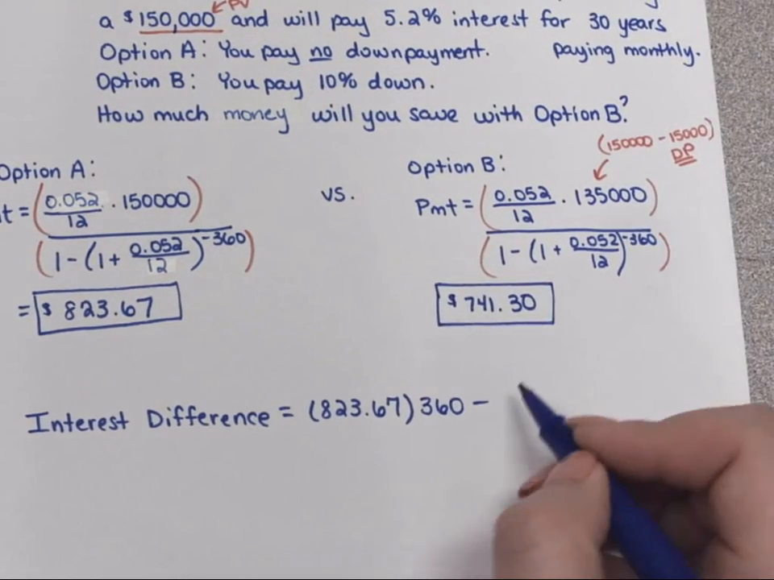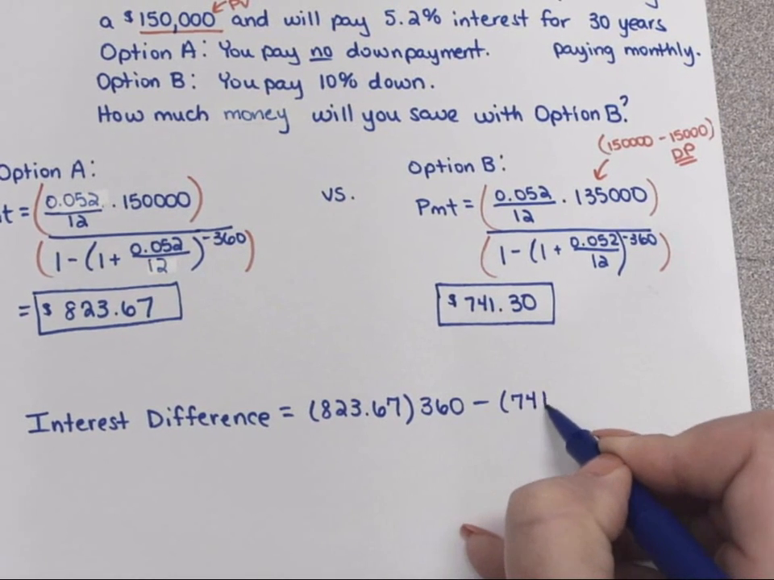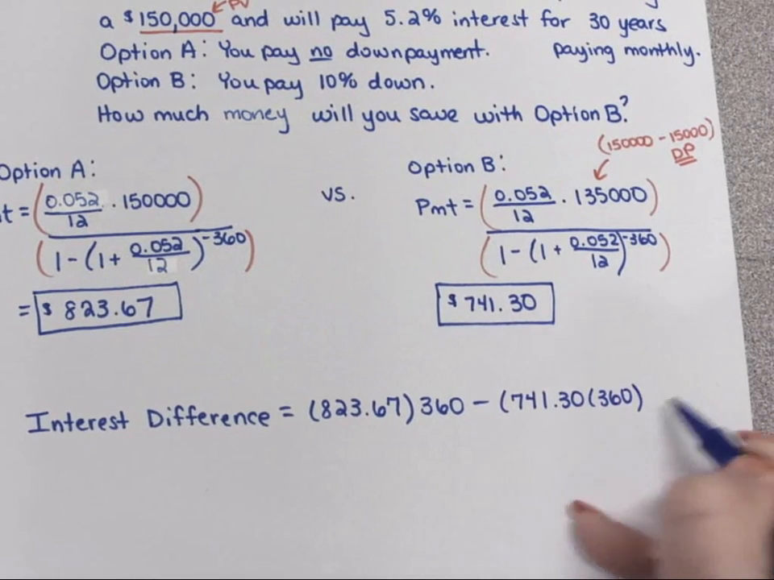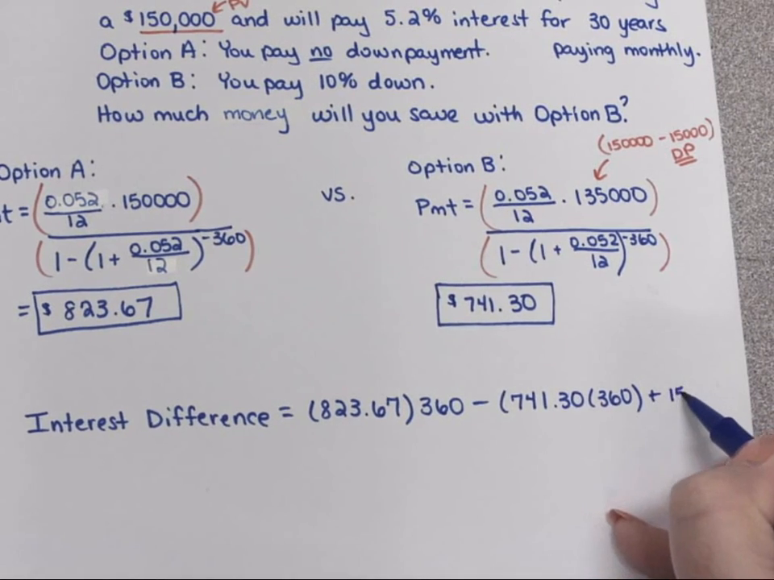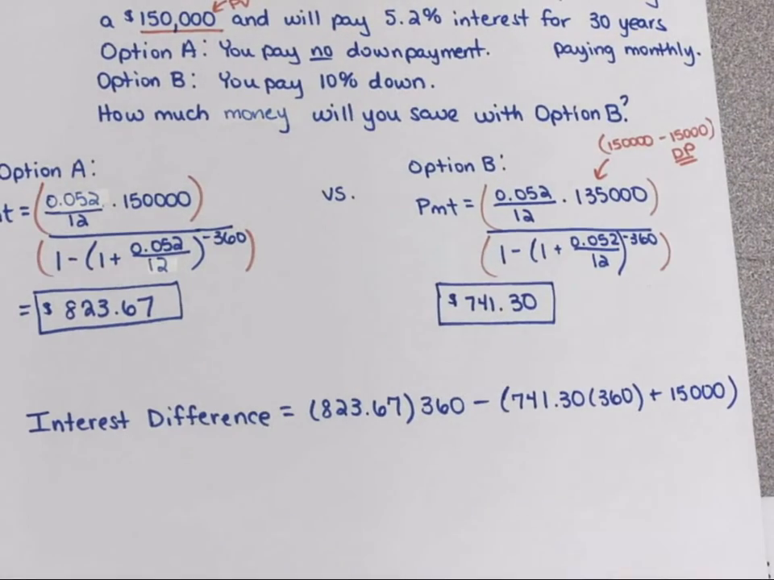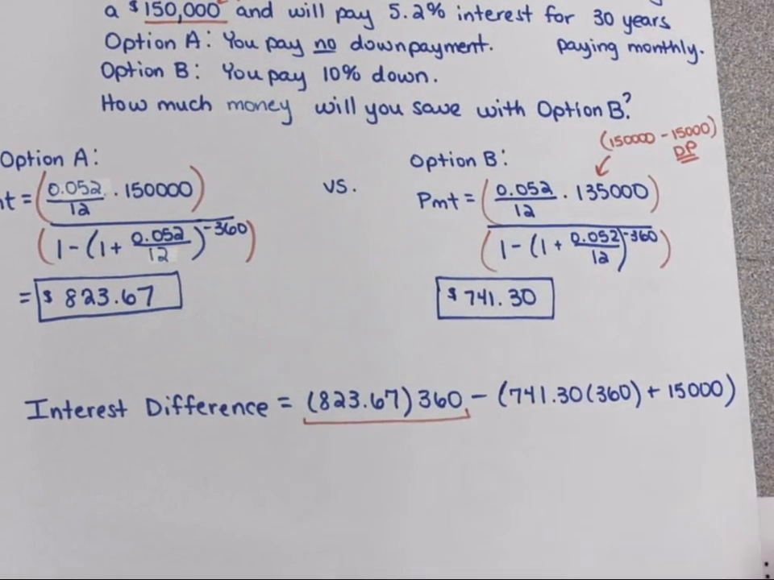So here's where we got to think about it a little bit. For the second plan, not only are we paying $741.30 times 360, right? But we also paid a down payment of $15,000. In other words, I can't act like I didn't have to come out of pocket for that, right? Because I did have to come up with that money. So let's compare the two here, right? So let's figure out what this one is first.